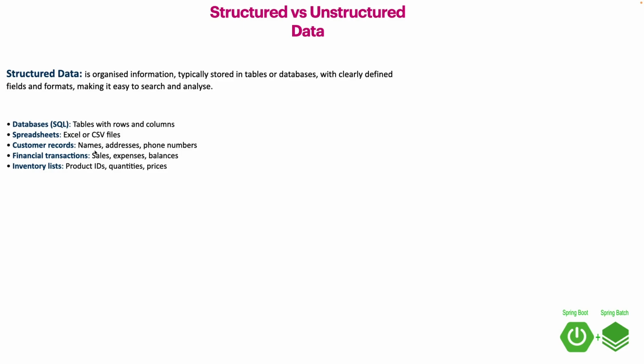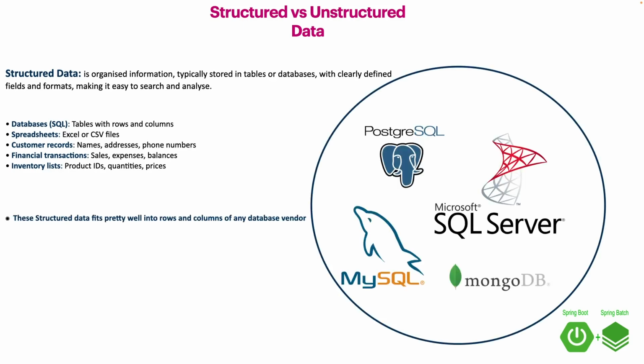We can also understand structured data, for example, as a customer record. It can contain names, addresses, phone numbers, and let's suppose that we save these in our database. You can just read, for example, select names from our customer and so on. So this is very structured data, okay? I'm just giving you an example of structured data. This kind of data fits well into the rows and columns of any type of database vendor, for example, Postgres, MySQL, MongoDB, IBM DB2, and so on.